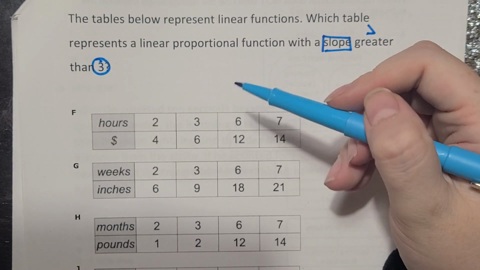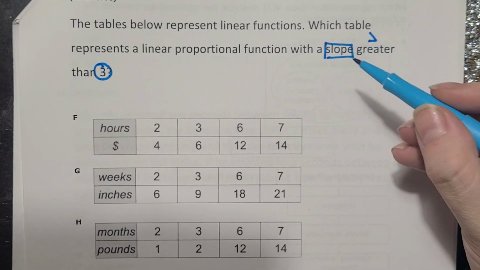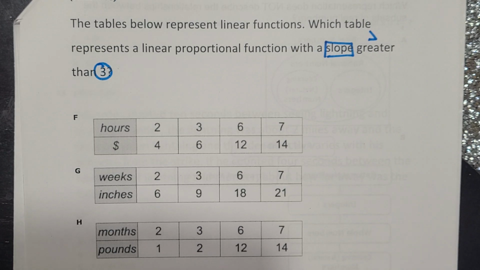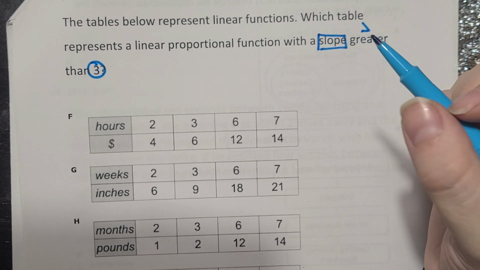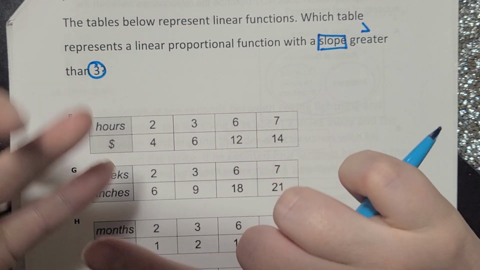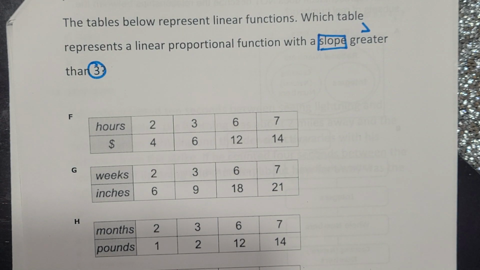Okay, so if you saw this question and got it wrong, I'm guessing you might have picked the table with the slope of 3, or you just weren't sure how to find slope on a table. Okay, we're looking for a table with a slope that is greater than 3. So it can be 4, 5, 6, anything bigger than 3.